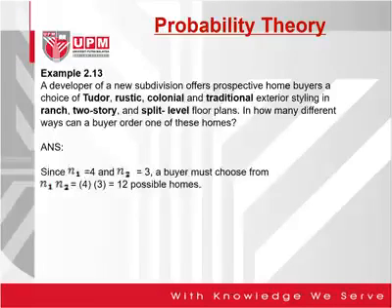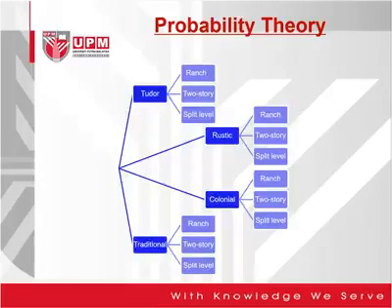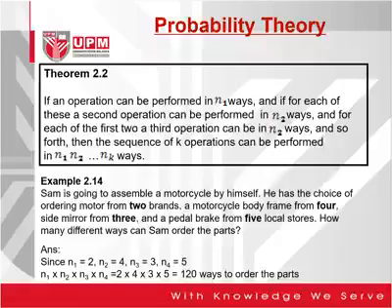They can combine in any combination. So in how many different ways can a buyer order one of these homes? We have 4 choices first, 3 choices for the other. So 4 multiplied by 3 gives the possible outcomes. You can see this in the diagram. These concepts can be extended to more than 2, so we have n1 multiplied by n2 multiplied until nk.